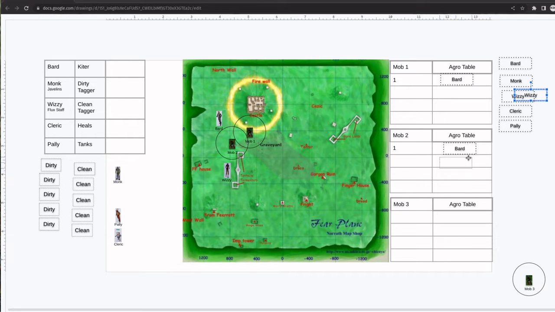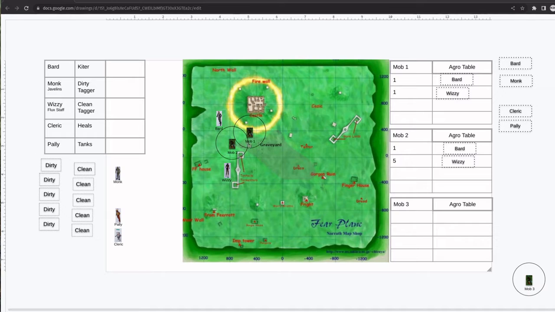the aggro table. Flux Staff causes a lot higher aggro than just body aggro that the Bard has, we'll say 5. Now, that generated more aggro, so that mob's going to pull off and start running toward the Wizzy. But since Mob 2 is in the aggro radius of Mob 1, Mob 2 says, hey buddy, this guy just Flux Staffed me. So the Wizzy is now going to also go on the aggro table of Mob 1, but he only has an aggro of 1.